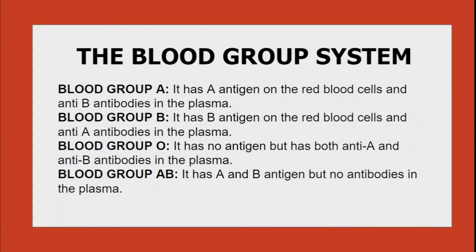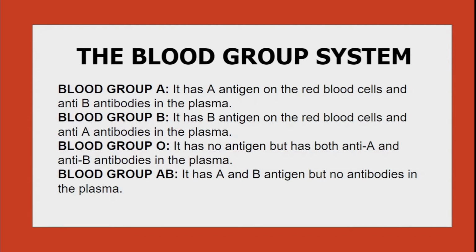So blood group A has A antigen on the RBC cells and anti-B antibodies in the plasma. When a person has blood group B, it means it has B antigen on RBCs and anti-A antibodies in the plasma. If the blood group is O, it has no antigen and anti-A and anti-B antibodies in the plasma. Blood group AB has A and B antigen but no antibodies in the plasma.